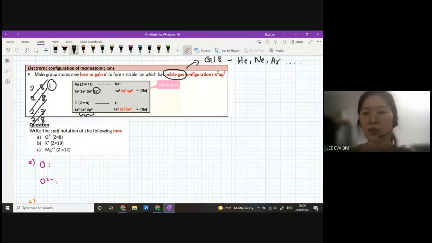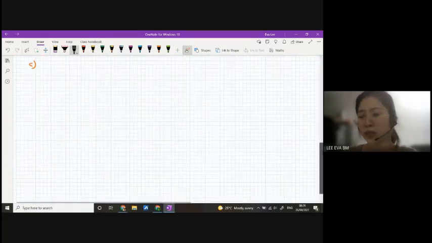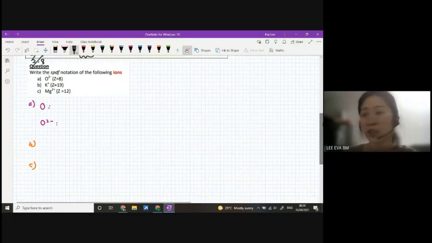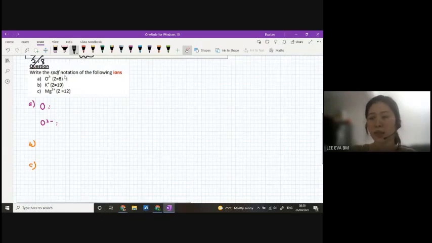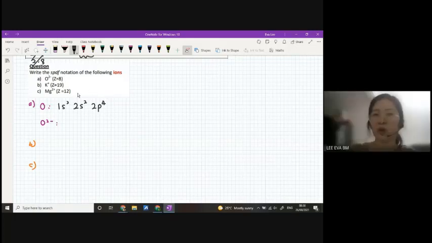Madam showed one example in the questions down below. In your notes there is no answer, so I guess you want to write down the answer together with me. Oxygen's proton number is 8. In order to write the ion, you must first write out the atom. The proton number always represents the neutral atom. So oxygen has 8 electrons: 1s2, 2s2, 2p4. So there are 6 valence electrons, 2s2, 2p4.